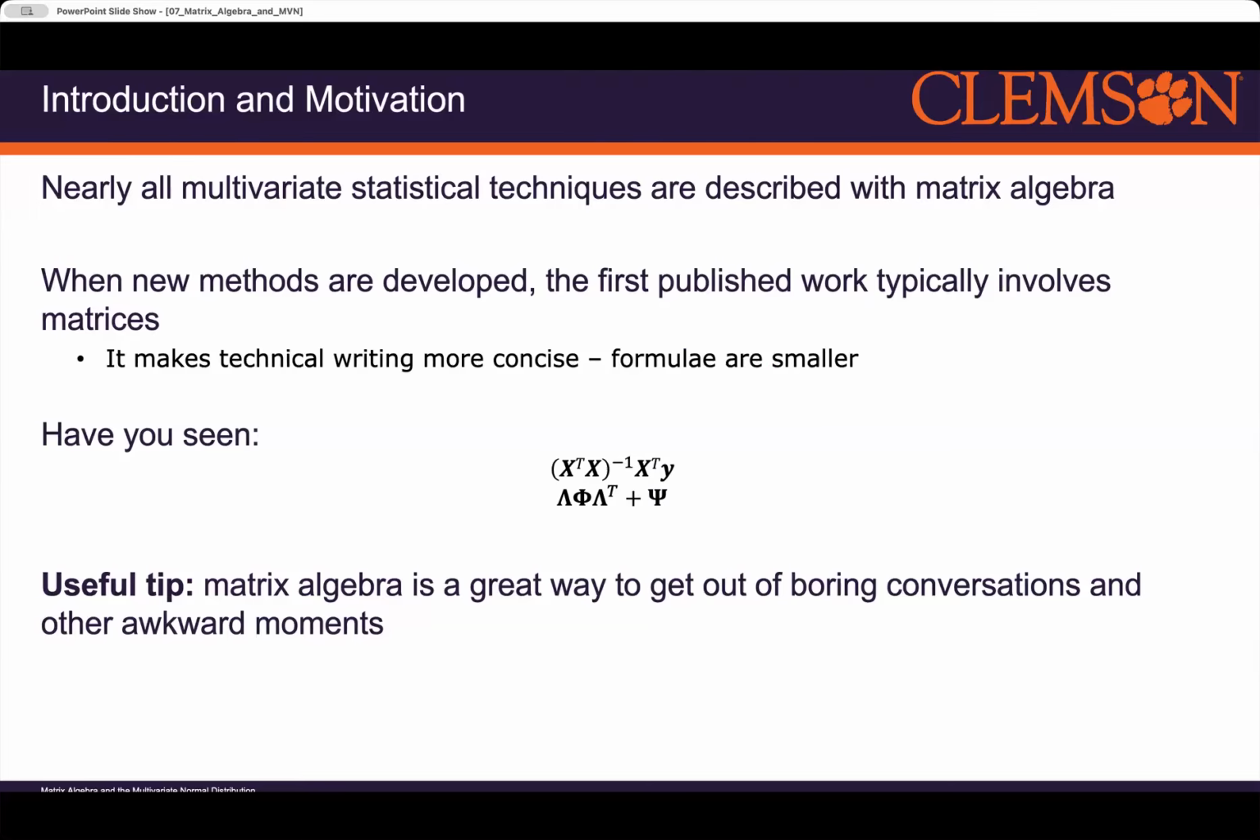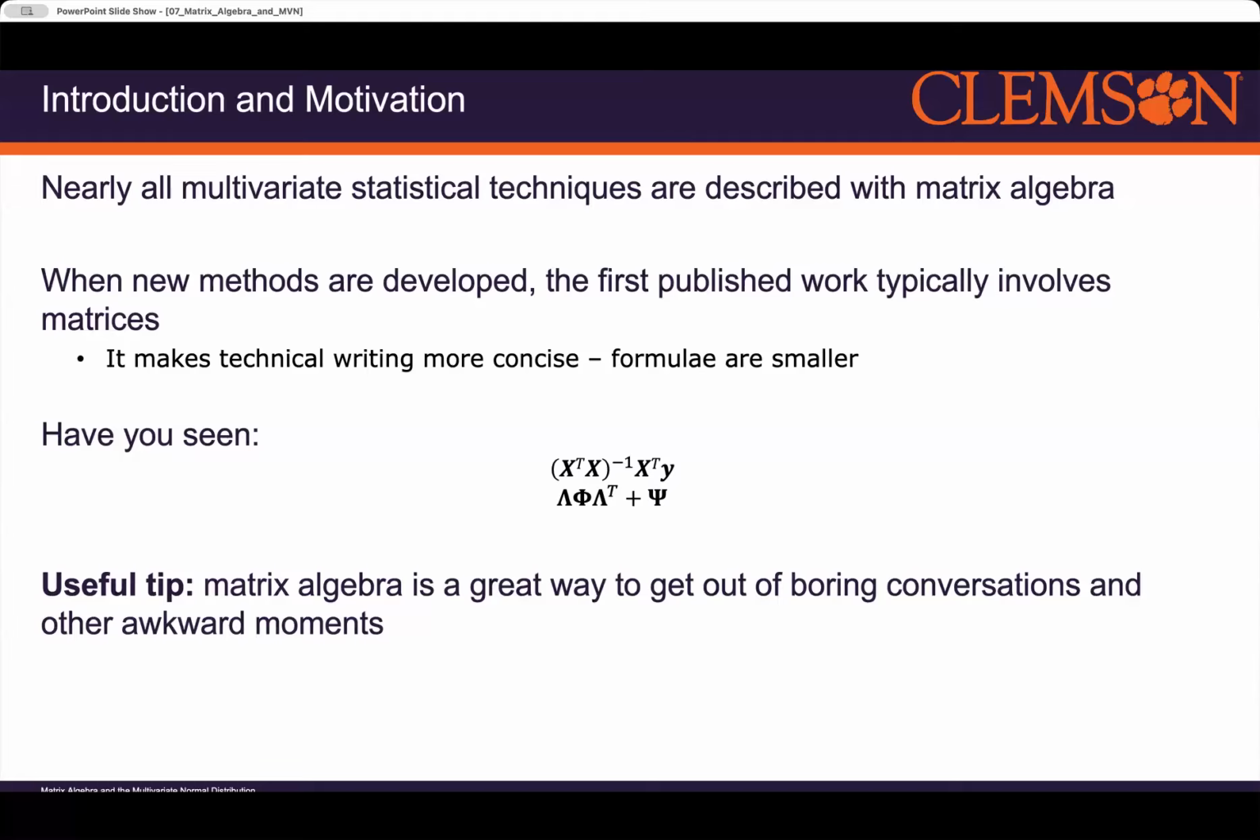Nearly all multivariate statistical techniques get described with matrix algebra. When new methods are developed, the first published work typically involves something with matrices because it makes the writing much more concise. We can quickly chunk formulas into smaller sets. So, for instance, these are two very classic matrix formulas that we see in statistics. The first, X transpose X inverse X transpose Y, is the formula for ordinary least squares estimates in linear models.